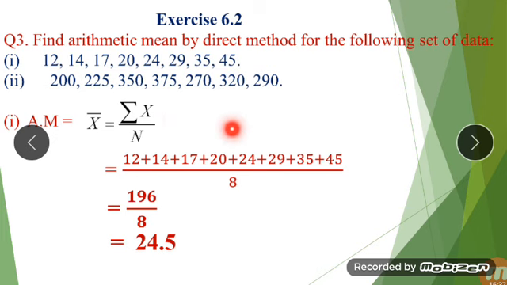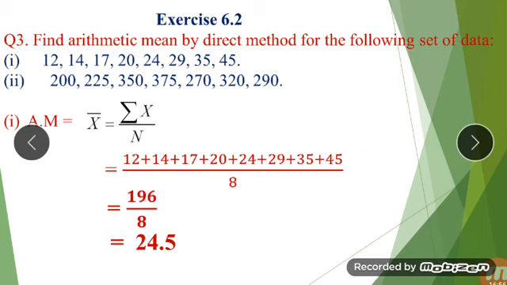So the sum of all x: 12 plus 14 plus 17 plus 20 plus 24 plus 29 plus 35 plus 45. And how many observations are here? 1, 2, 3, 4, 5, 6, 7, 8. So the number of observations here is 8.